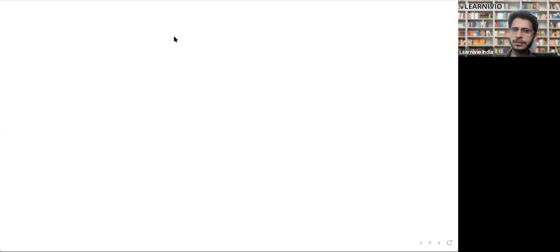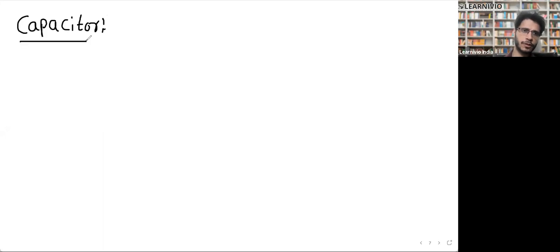Just like resistor, you also have a new circuit element which is known as capacitor. This is a capacitor. So, what does a capacitor do as a circuit element? It stores charge. Capacitor stores charge. So it's a circuit element which stores charge.